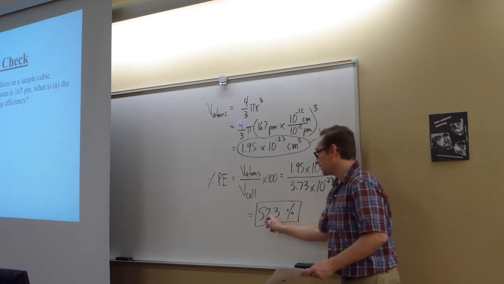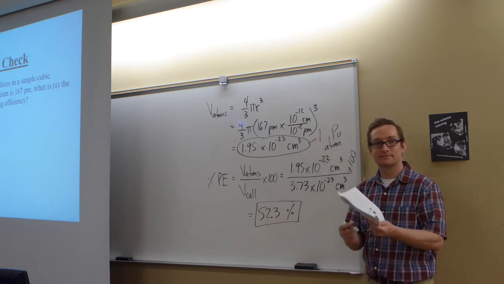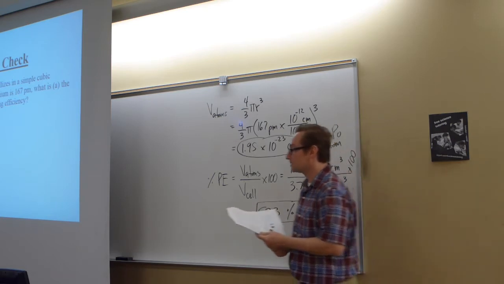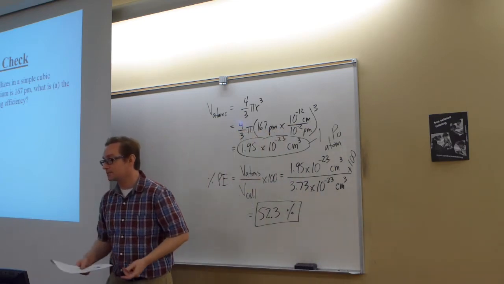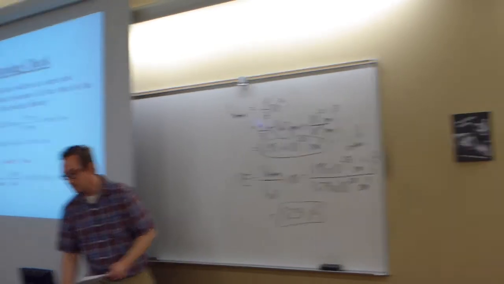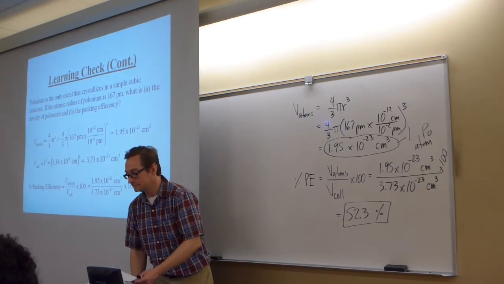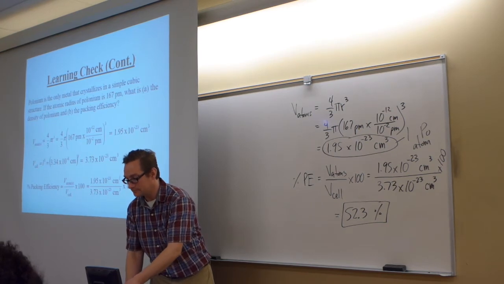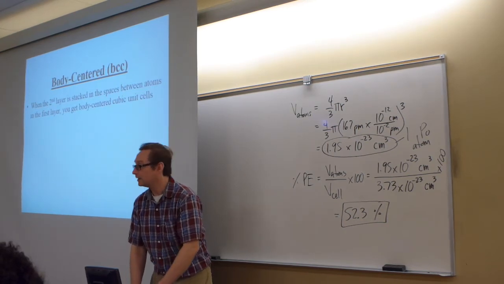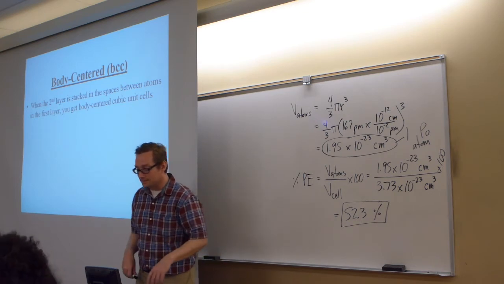Is this close to the ideal packing efficiency for a simple cubic cell? The answer is yes. Okay. So simple cubics have packing efficiencies of around 50%. All right, so looks like we'll have to just continue this next time.